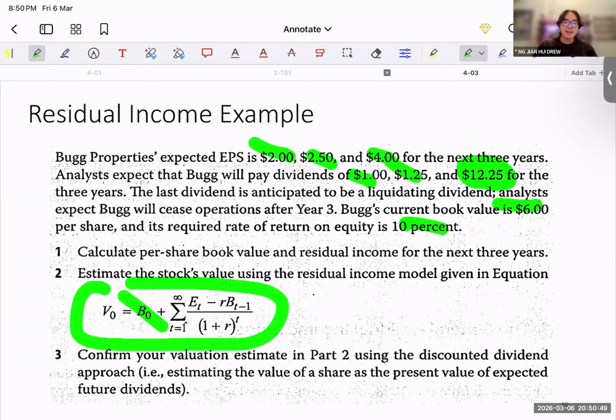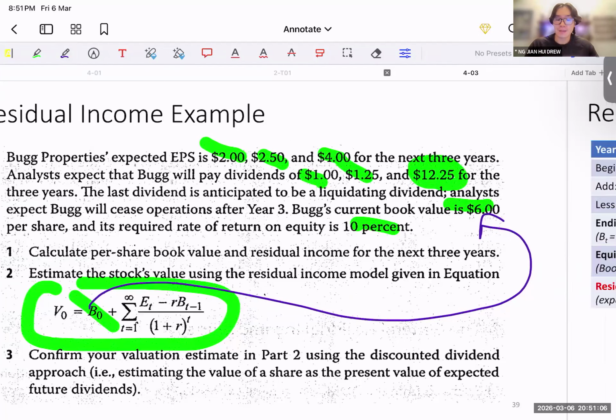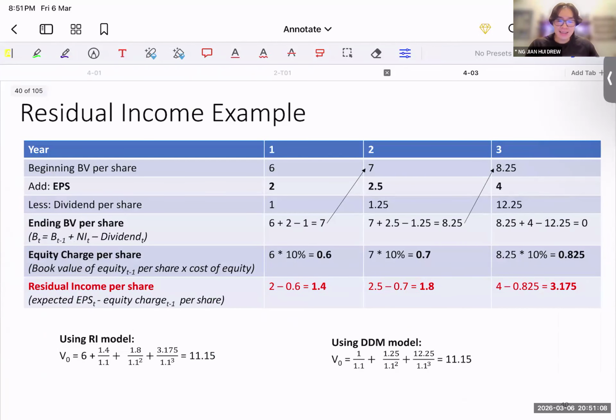Where your B0 is your current book value, given by this $6. And then confirm the estimate in part 2 using the discounted dividend model, the DDM, to ensure that the valuation is exactly the same. Okay, so let's look at this table here.